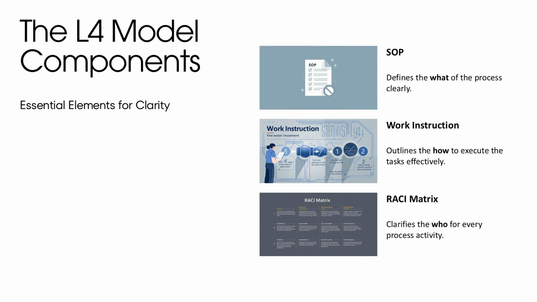The first is Standard Operating Procedure or SOP. It describes the end-to-end sequence of activities. The second one is Work Instructions. It describes how exactly one activity is performed. And the last one is RACI, that is responsibility matrix, and it defines who is responsible, who is accountable, etc.